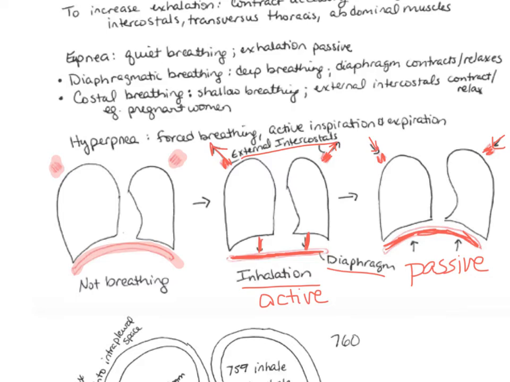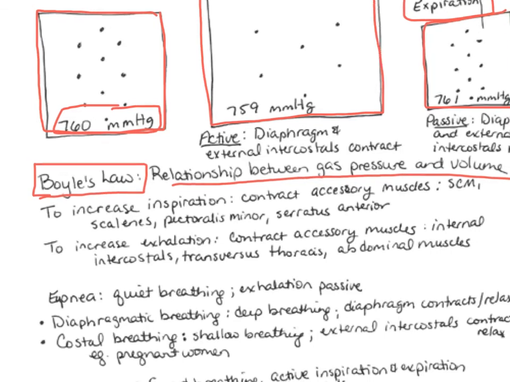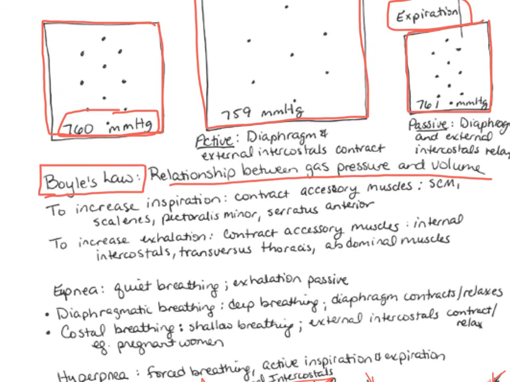Now sometimes you're not breathing quietly. Sometimes, if you're exercising, if there's some pulmonary disorders, if you're stressed, then you're going to have more forceful breathing. And so the forceful breathing is going to recruit accessory muscles. To increase inspiration or inhalation, the accessory muscles you have to contract are the SCM, the scalenes, the pectoralis minor, and the serratus anterior.